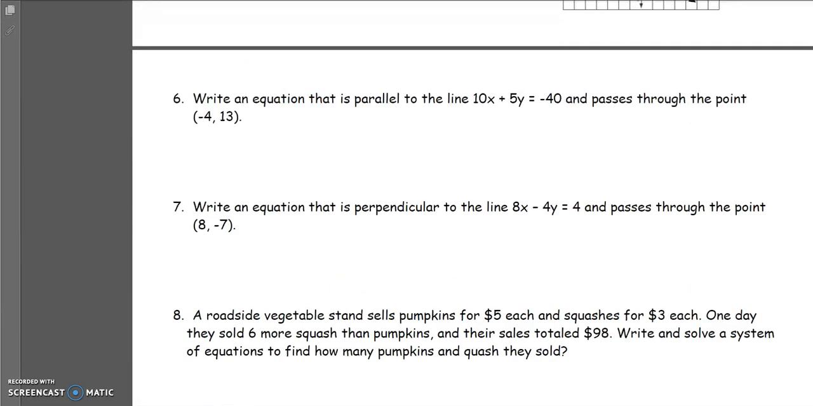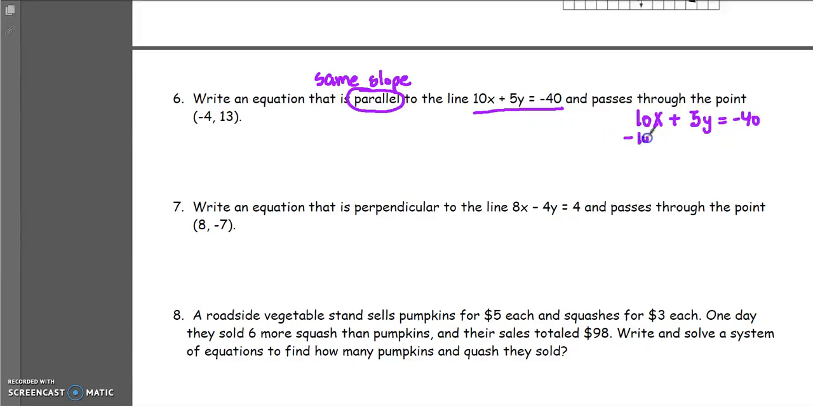Number 6 says write an equation that is parallel to the line 10x plus 5y equals -40 and passes through the point -4, positive 13. So if I'm wanting an equation to be parallel, we know that that means my slopes are going to be the same. All right, so I'm going to write same slope here. So if I look at this equation right here, I need to pick out my slope. Well, this is not in slope-intercept form, so again, I need to do some rearranging. So I'm going to do that over here at the side.